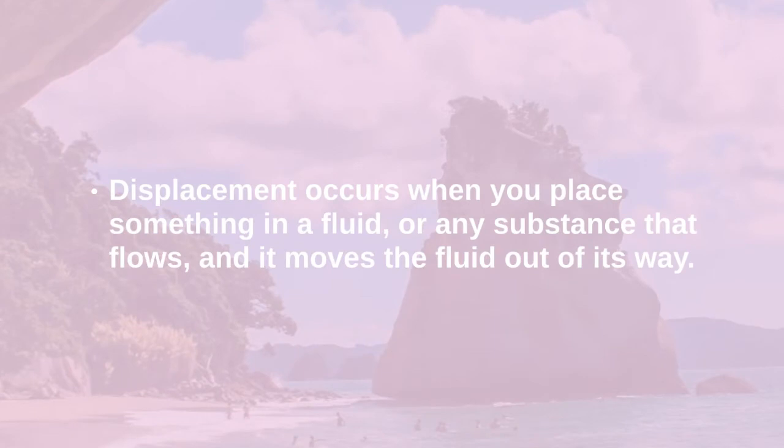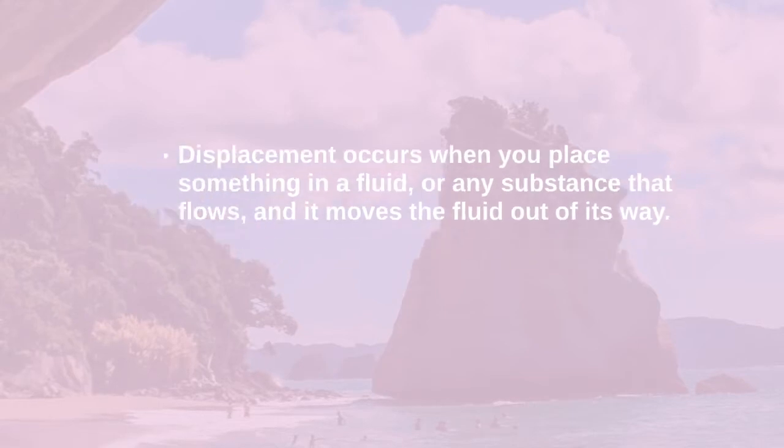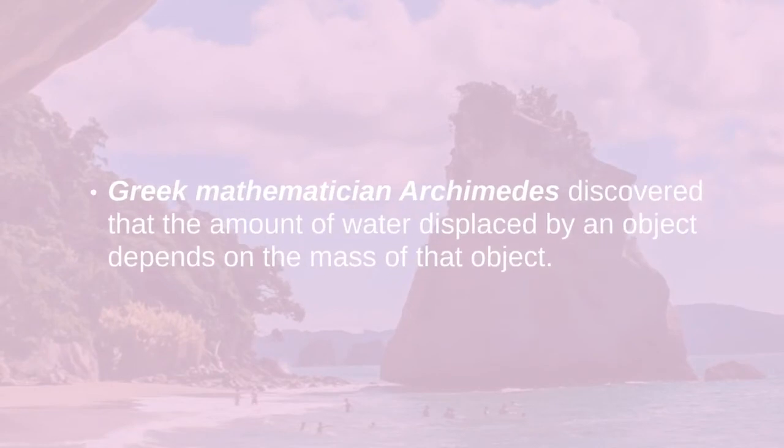Displacement occurs when you place something in a fluid or any substance that flows and it moves the fluid out of the way. So that's what displacement means. A Greek mathematician named Archimedes discovered that the amount of water displaced or moved by an object depends on the weight of that object. So, the heavier or bigger that object, the more water it's going to displace.